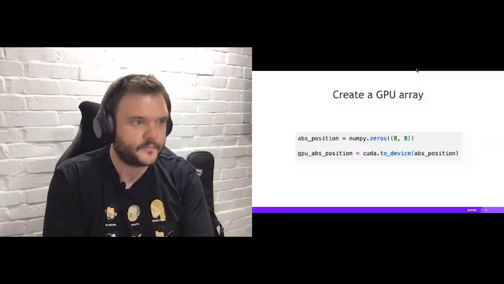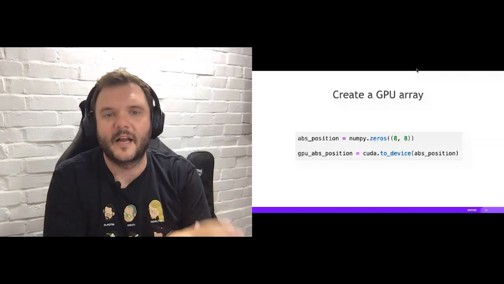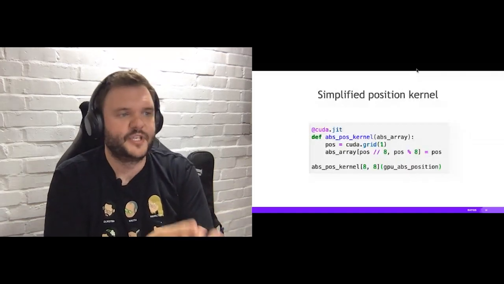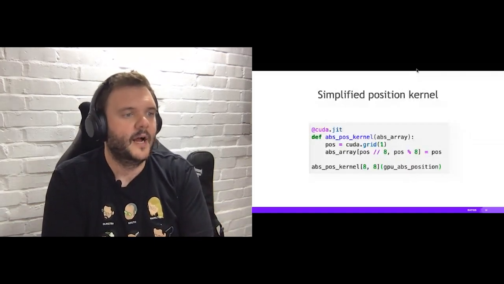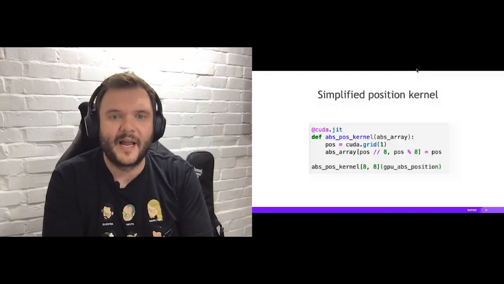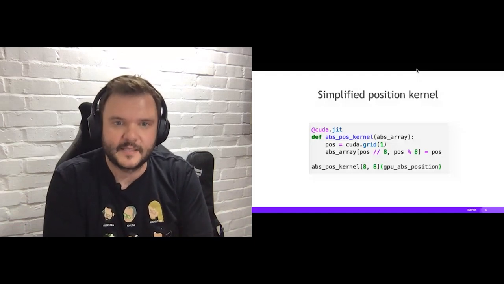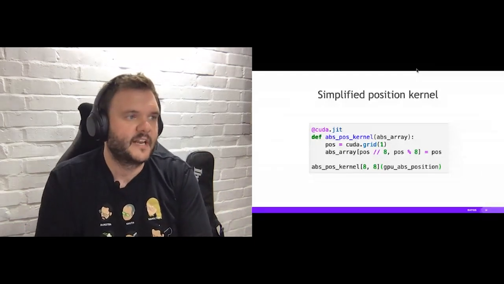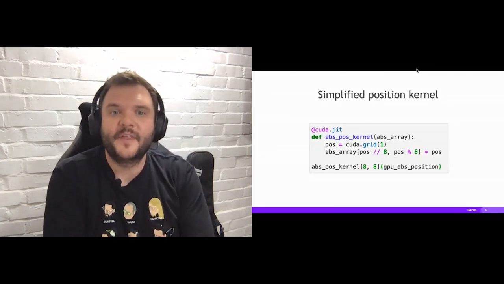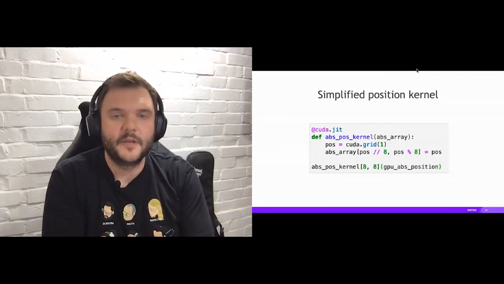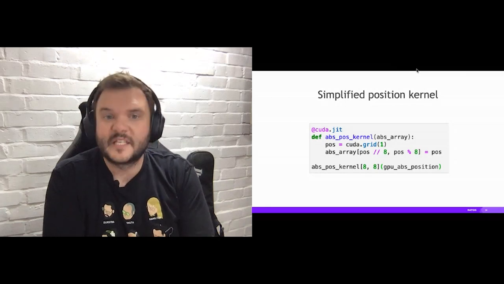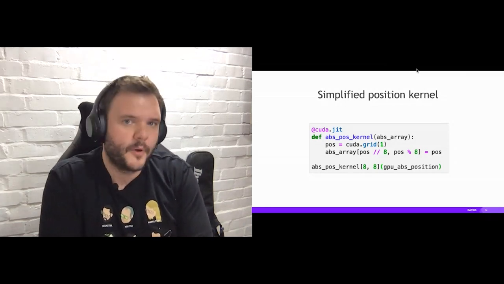So I now have two arrays, absolute position, which is on the CPU, and GPU absolute position, which is on the GPU. This is a simplified version of that function, which is just going to update the absolute array. And this is a simplified way of calling as well. I'm configuring it and calling it at the same time instead of breaking it out like I did before. But if I do this and I'm passing it the GPU absolute position, it's going to operate on that array. CUDA knows that this is already on the GPU. I don't need to copy it. I won't bother copying it back.